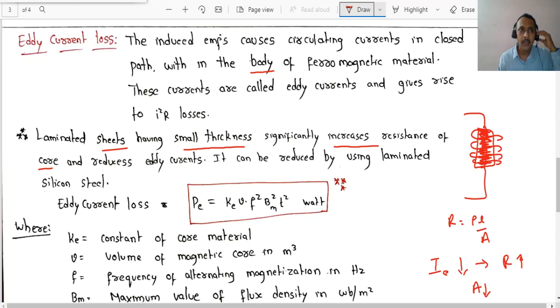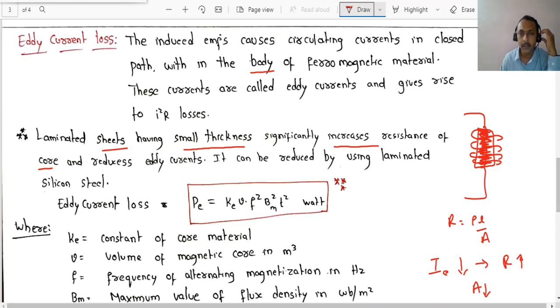Eddy current can be minimized by using what? By using the laminated sheets of the core. Instead of using a solid thick block, you better use laminated sheets having small thickness. Because of this, what happens? Resistance will be increased so that the current can be reduced. Right? Now, the eddy current loss is given by the formula PE equal to KE V F square BM square T square.